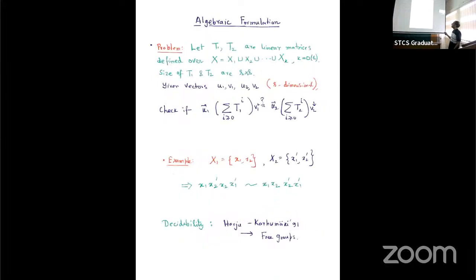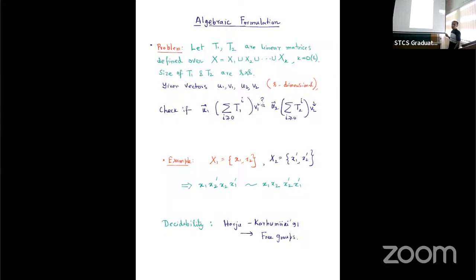Okay, so here is the algebraic description of the problem, not through automata theory. You have two linear matrices, T1 and T2, over this set of variables, x1, x2, x3, and you have vectors e1, v1, and e2. And all you want is to check whether these two infinite series are the same.